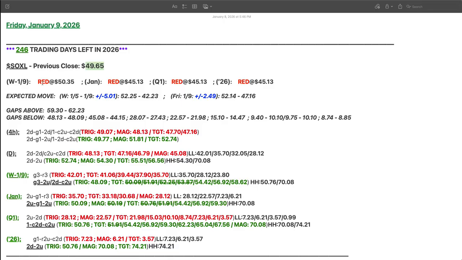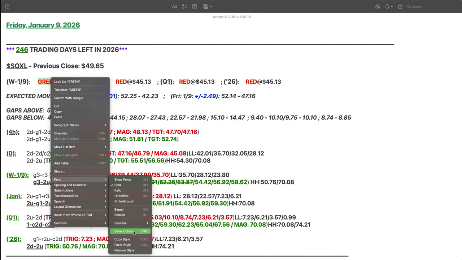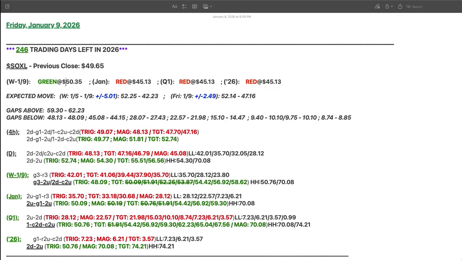And we know that the week, because the week is red. We went red today. Let's go show colors. We'll make this green. Sorry about that. I should have done that in the prep. But the week will go back green at 50.35.